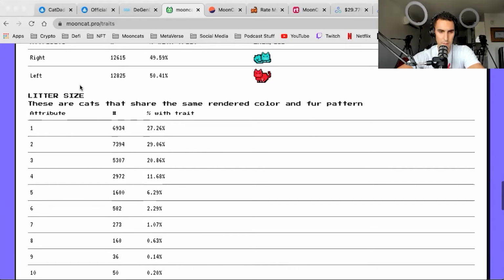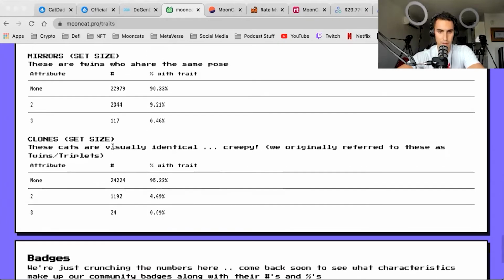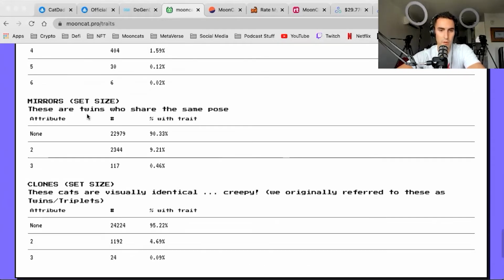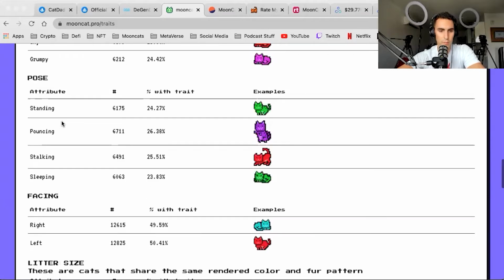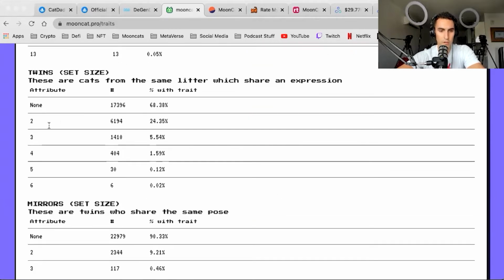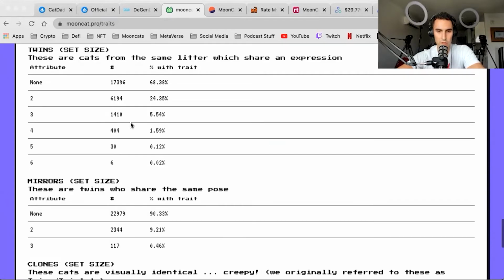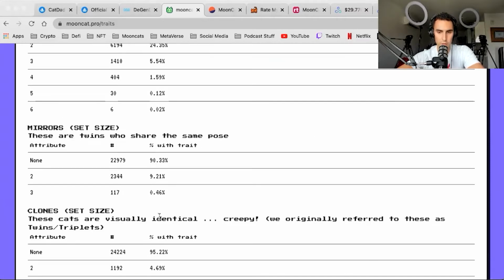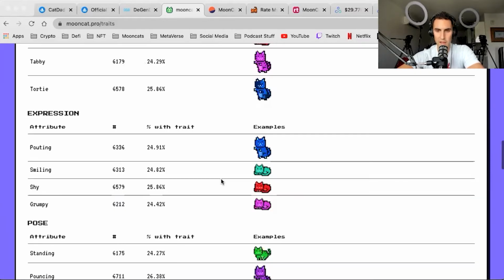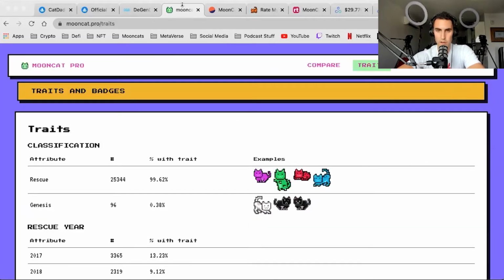So ones that have the same expression, the ones that have the same pattern, the clones, like I said, these are visually identical. Twins are those who share the same pose. And where's the mirrors? The mirrors up here somewhere, or maybe this one's supposed to say mirrors. Oh, mirrors right there, yeah. And then twins are those from the same litter with the same expression. So same pose, so expression, pose, and clothes are very identical. Then they have the badges. And so thank you, Dan, for creating this.